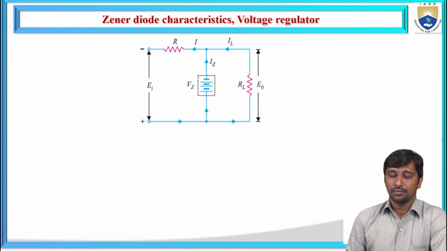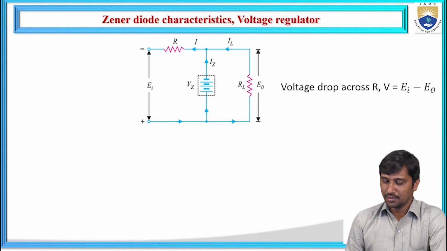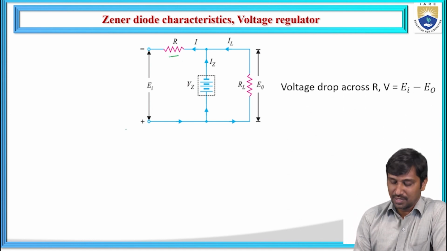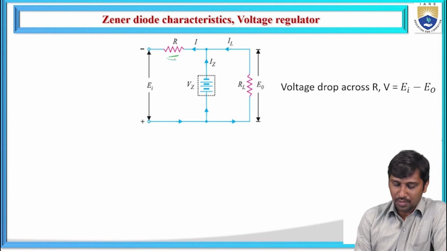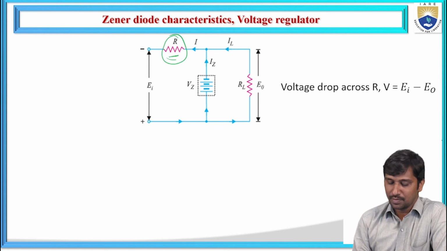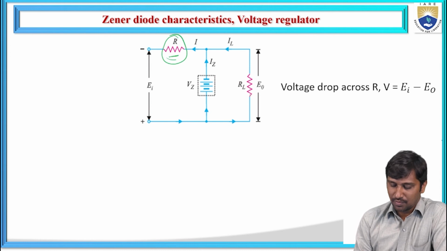Now, from this circuit, we need to calculate the voltage drop across R when the Zener diode enters the cut-in voltage. At this point, we need to calculate the voltage drop across this resistance. What is this? It is the potential difference. What we represent here, E naught, is equal to Vz.